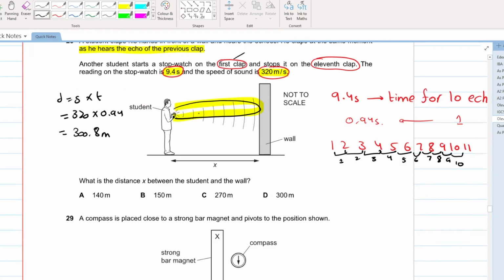300.8 meters. But this distance is for the entire journey. You only need this distance x. So what will you do? You will divide it by 2 to get the value of x. This comes out to be 150 meters. B is your answer. Is this difficult question clear to all of you?